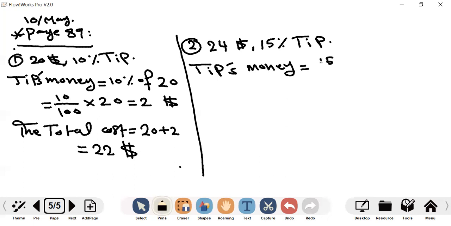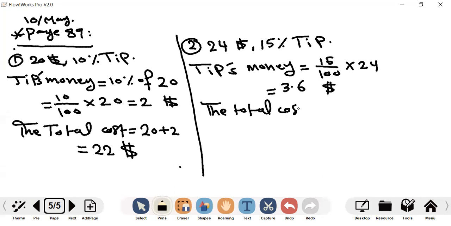equals 15 over 100 multiply 24. This is equal 15 times 24 equals $3.6. So the total cost equals 24 plus 3.6, which is $27.6.